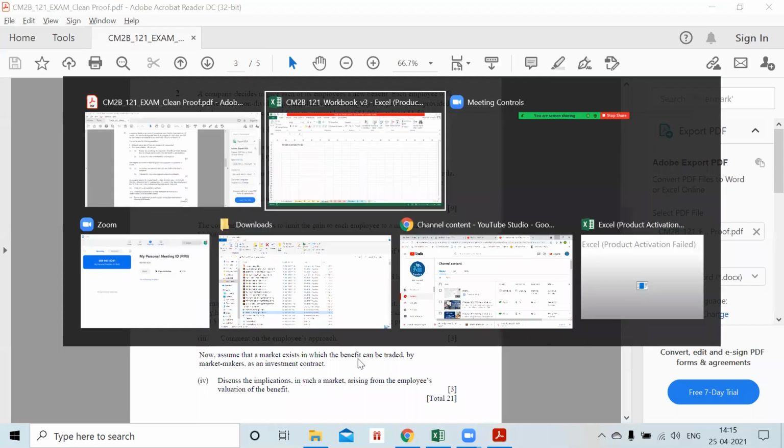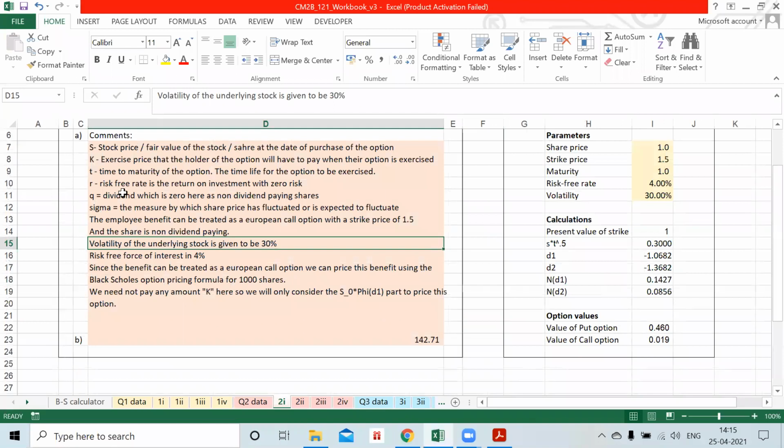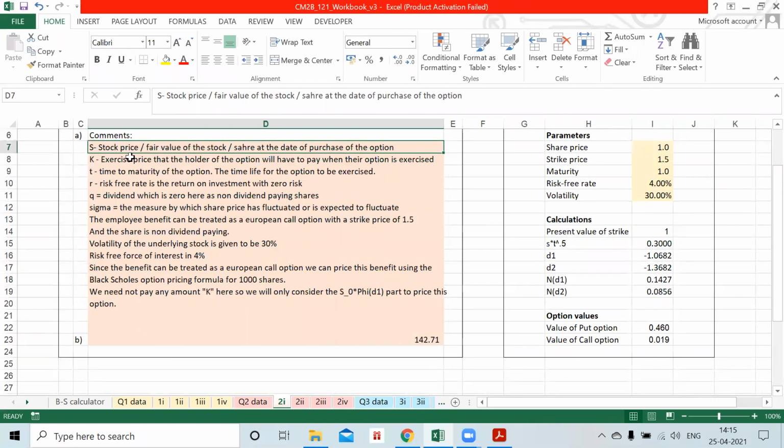So here what we've done is we've used a portfolio, like we have considered that the employee benefit is... first I've defined what the Black-Scholes option pricing says. Then I've said that the employee benefit can be treated as a European call option with a strike price of 1.5, and the share is non-dividend paying, which is said here as 0 also. We have said the risk-free force of interest is 4%, and since it is a European call option, the benefit is given by the Black-Scholes option pricing formula for 1,000 shares.